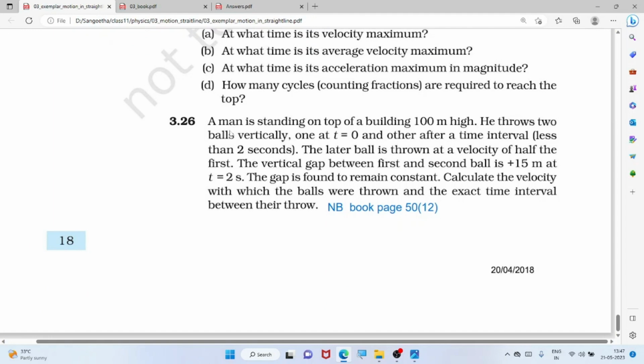A man is standing on the roof of a tower 100 meters high. He throws two balls, one at t equal to 0 and the other after some time. The latter ball is thrown with a velocity half that of the first ball. Okay, we are asked to calculate the velocity of both the balls and the time interval between them.